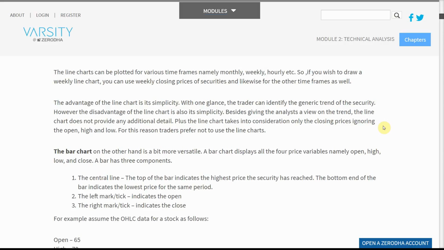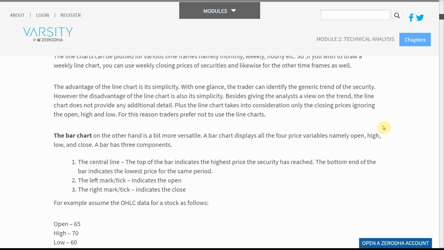The bar chart, on the other hand, is a bit more versatile. A bar chart displays all the four price variables, namely open, high, low, and close. A bar has three components. The central line, the top of the bar, indicates the highest price the security has reached. The bottom end of the bar indicates the lowest price for the same period. The left mark, or tick, indicates the open. The right mark, or tick, indicates the close.